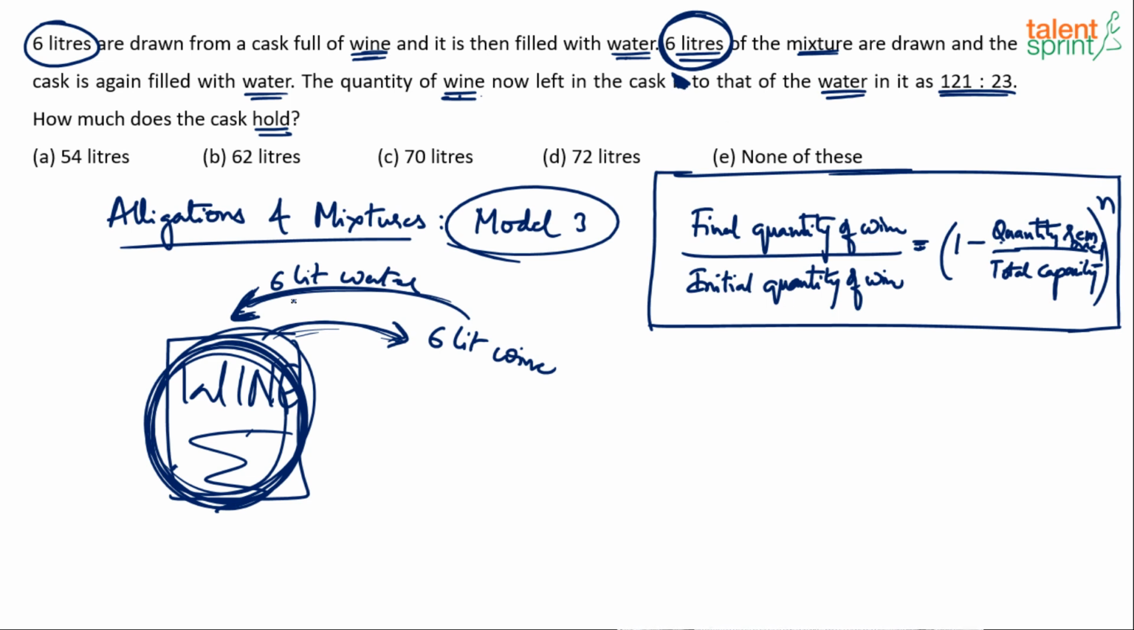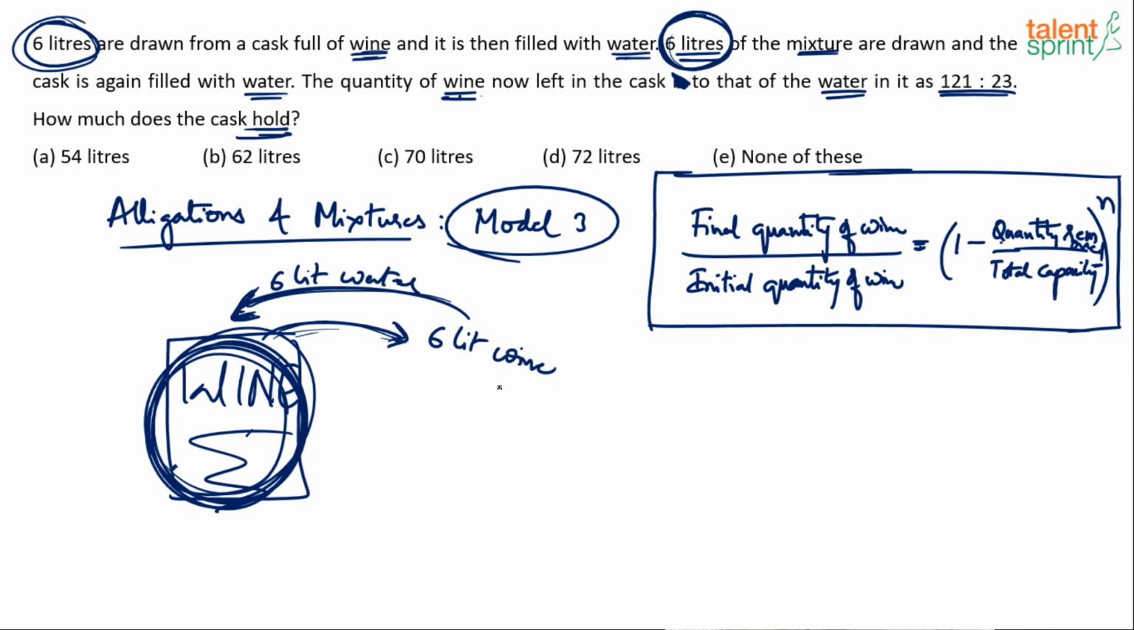And this formula is applicable only if you are removing the same quantity. Second time, instead of 6 liters, if you remove 8 liters, the formula would go for a toss. You'll have to do something else. So quantity removed divided by total capacity, which is what we have to find out, right? He's asking how much does the cask hold, the total capacity. We don't know. Whole power n. N is the number of operations. How many operations have you done here? Two operations. You have removed 6 liters how many times? Twice. If you remove it thrice, then n becomes 3. If you remove it 4 times, then n becomes 4.